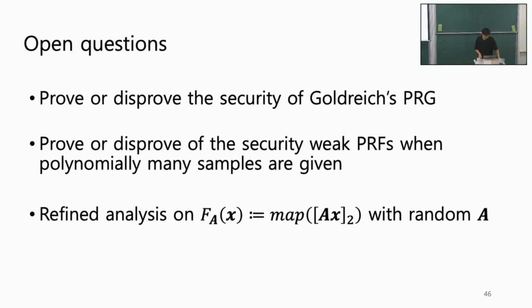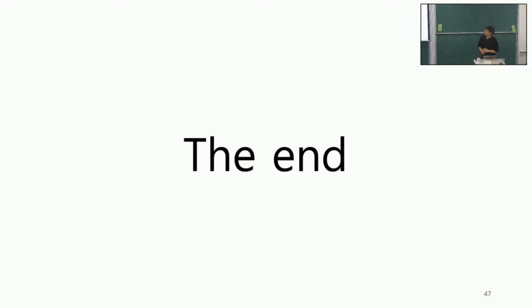And the second open question is the security of weak random functions with polynomially many samples. Our attacks require exponentially many samples, so for this case, it remains an open problem. The last question is a refined analysis of FA of X with random secret key A. Thank you for your attention.